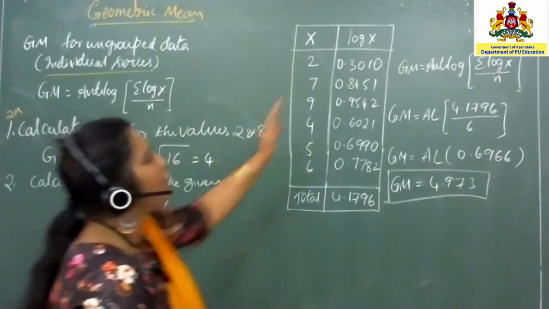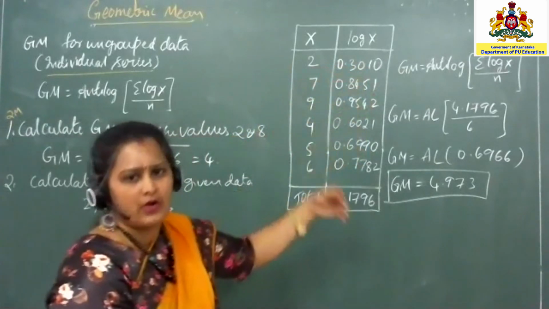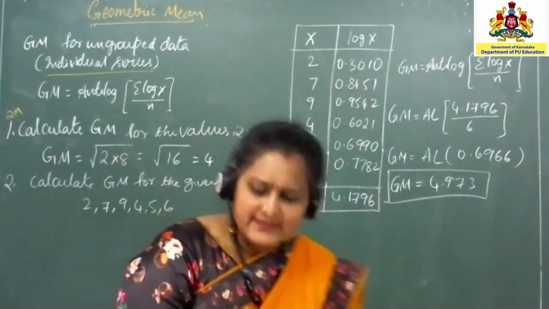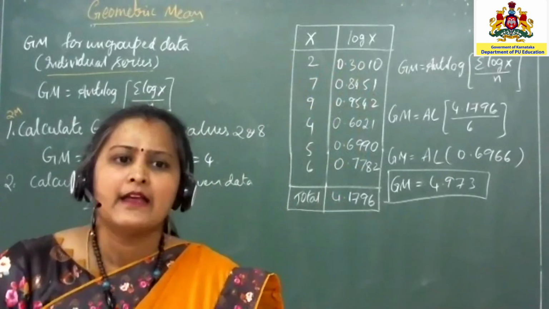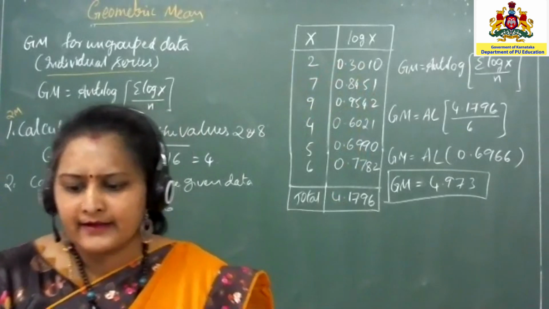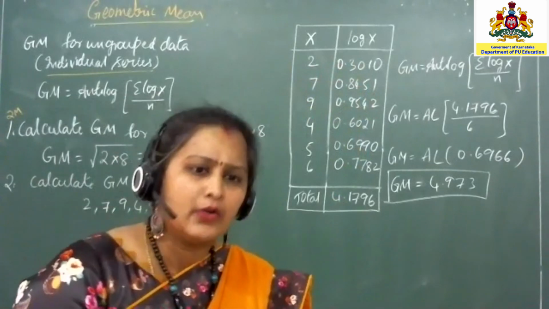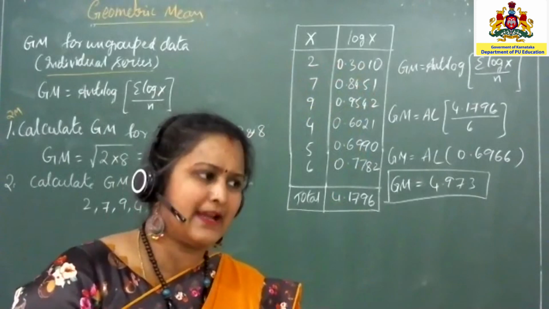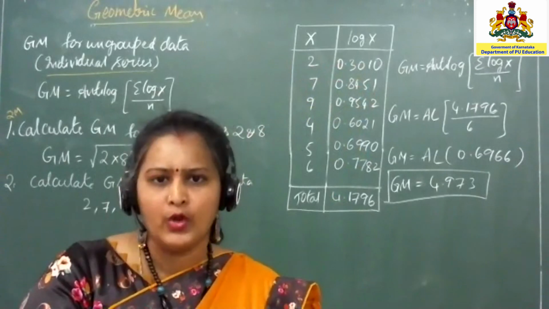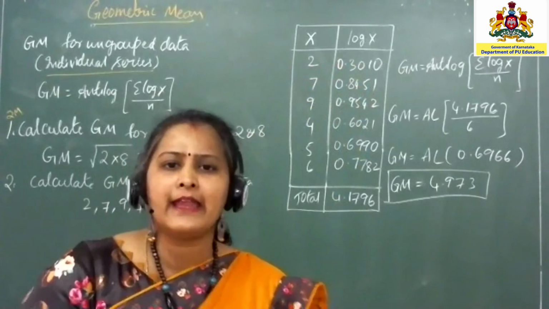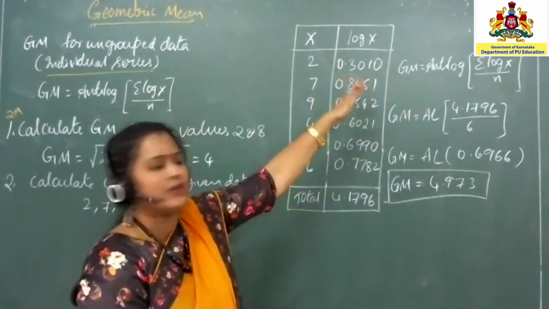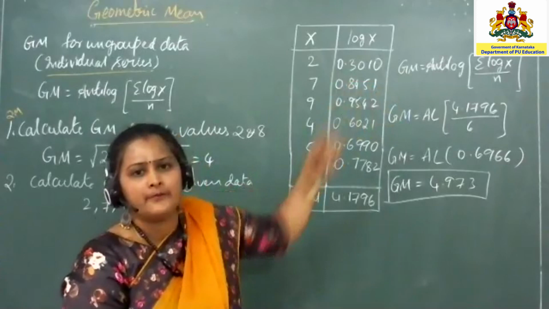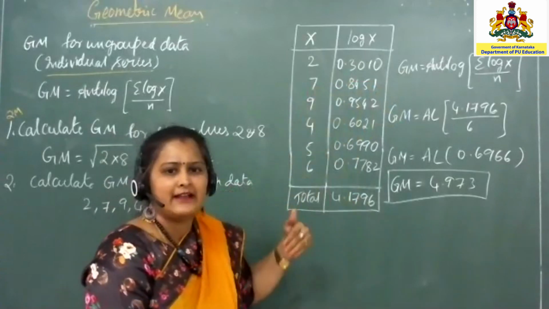Now we need to find log x. How to find log x? You have two procedures. One is very simple: use a scientific calculator. Press log and then 2. Log 2 gives you directly the value, 0.3010. Log 7, you get the value, and then you just write them down.